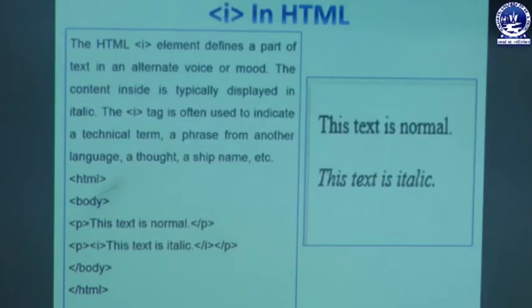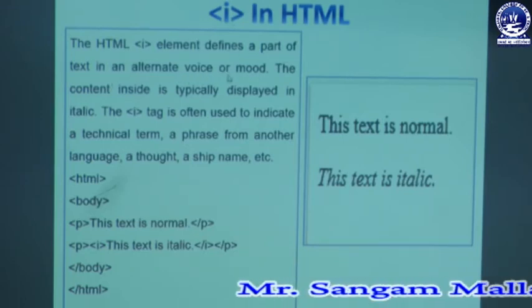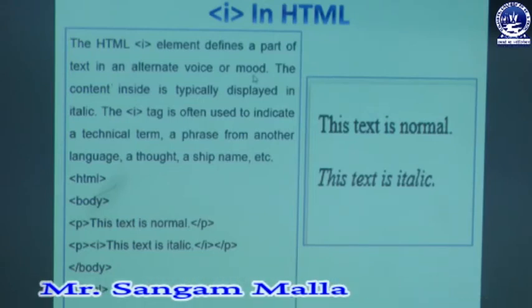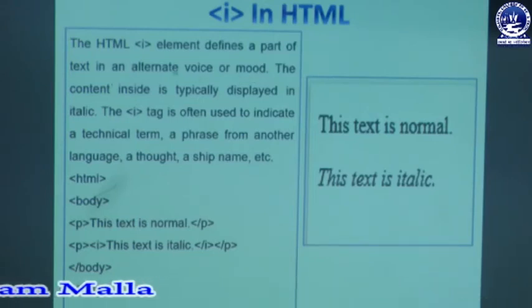Now we will be moving to the next tag, that is the I tag. The HTML I element defines a part of text in an alternative voice or mood. That means if we want to change the mood or voice of the text, we can use the I tag. The content inside is typically displayed in italic. That means whatever we write in the I tag will be displayed in italic format.